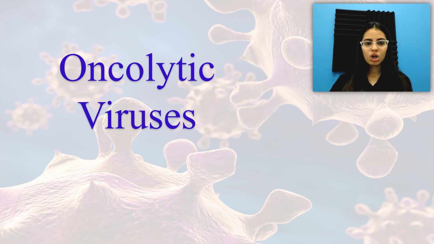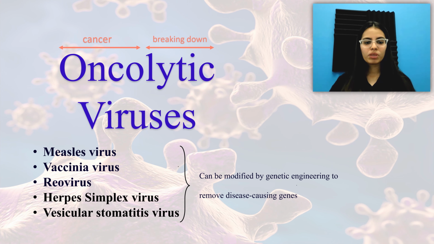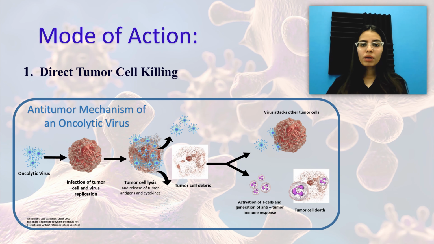To break it down, onco means cancer and lytic means breaking down. So oncolytic viruses are viruses that break down cancer cells. Here are a few examples of viruses that have been genetically modified to remove their disease-causing genes and target cancer cells. Now you might wonder how these oncolytic viruses actually kill tumor cells.